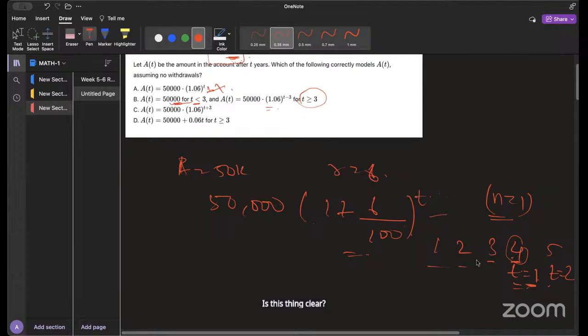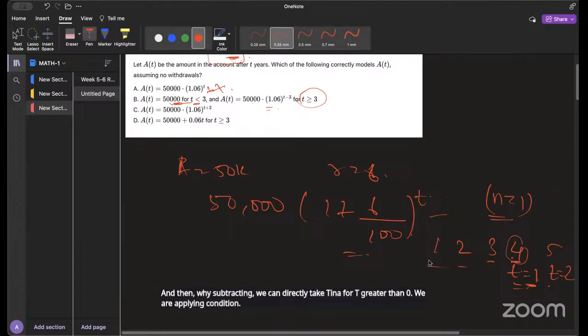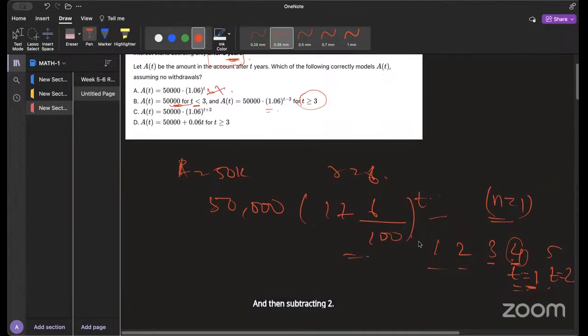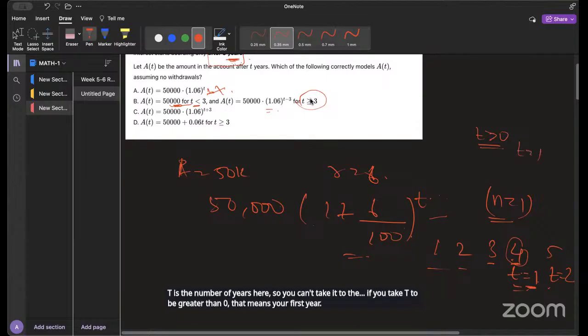Then why subtracting? We can directly take t for t greater than 0. We are applying a condition and then subtracting. No, the thing is that yes, you can take t minus 3, but t is the number of years here. If you take t to be greater than 0, that means your first year. So this t here represents the number of years. Till 3rd year, you don't get anything. So you can't do this thing.